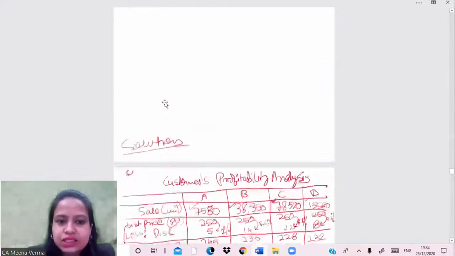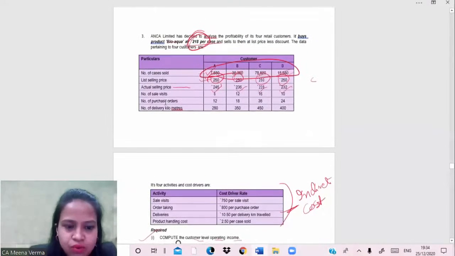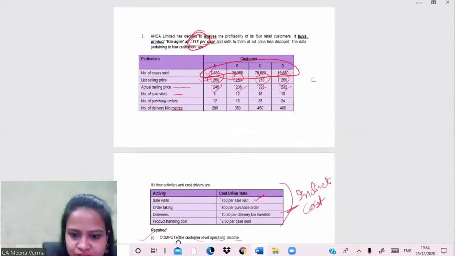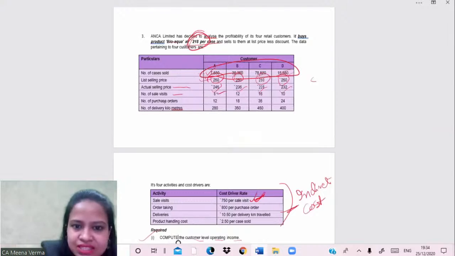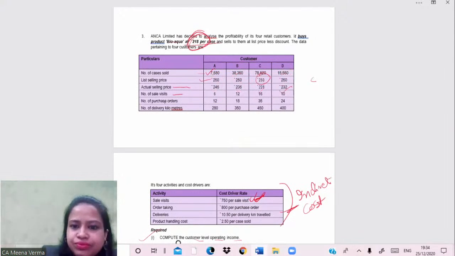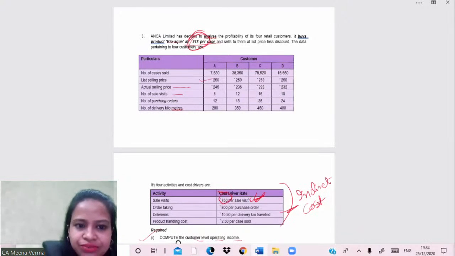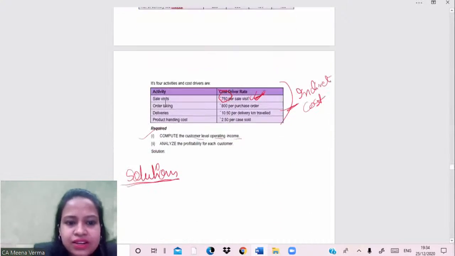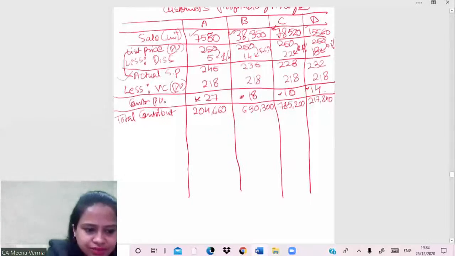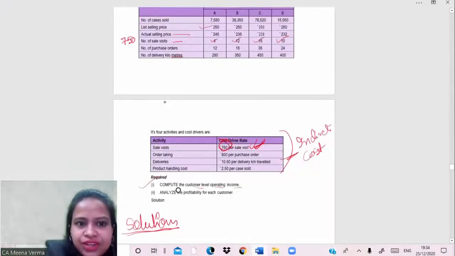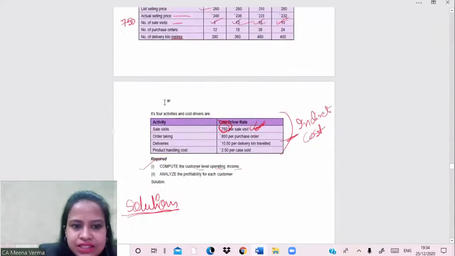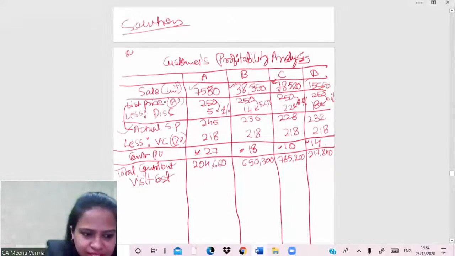Now let us consider the indirect costs we have in this question. What is the number of sales visits and the cost per visit? This cost per sales visit is 750. Multiply this with the number of visits, and you will get the sales visit cost. Multiply them and get the value.